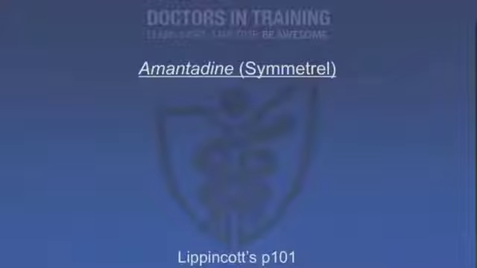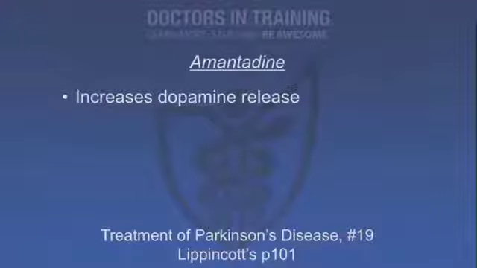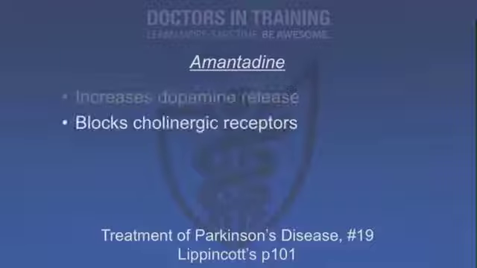So we're going to go out of order from Lippincott's for just a moment and talk about one more drug that actually increases dopamine levels. That drug is amantadine. So amantadine, as you may know, is an antiviral drug. We used to use it to treat influenza. We no longer use it for influenza because most influenza viruses are resistant to amantadine. But it was accidentally discovered that amantadine has some anti-Parkinsonian actions. There are several effects on a number of different neurotransmitters that are implicated in Parkinsonism. Amantadine increases dopamine release. It blocks cholinergic receptors.